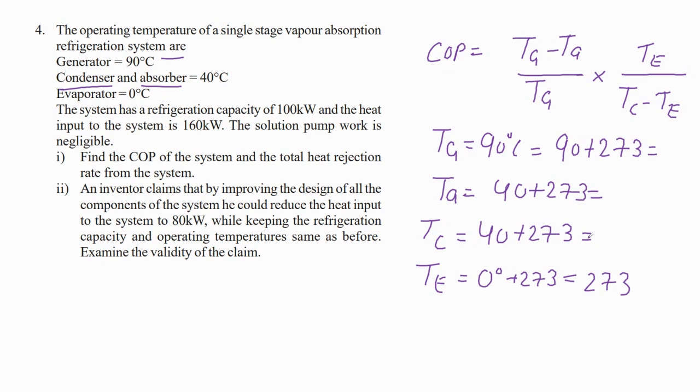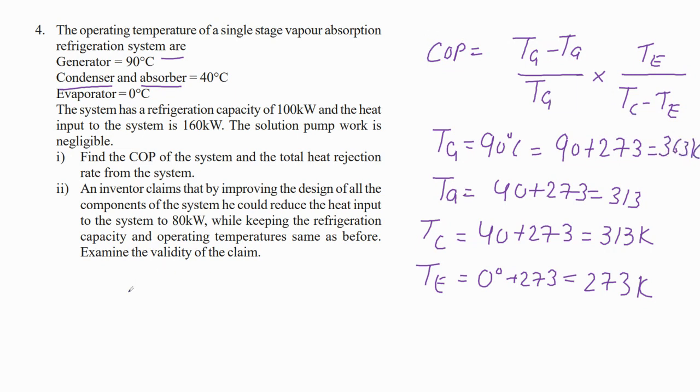Let me solve it with my calculator. So 40 plus 273 comes to be 313 Kelvin. This is also 313 Kelvin, and this is 90 plus 273, so it is 363 Kelvin.